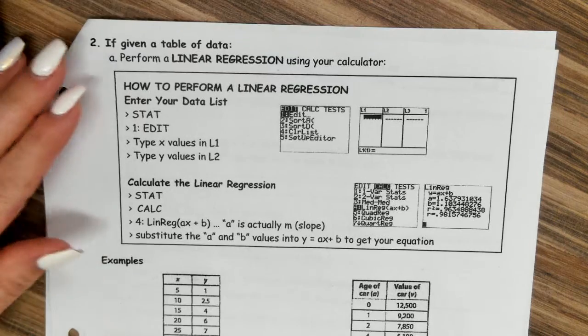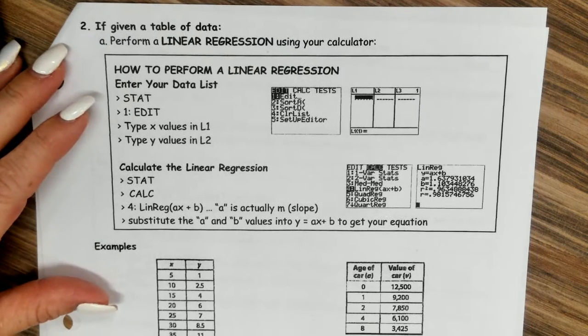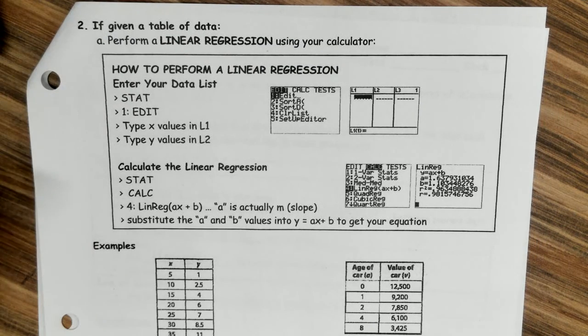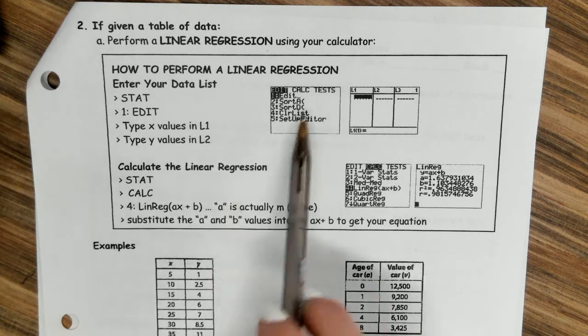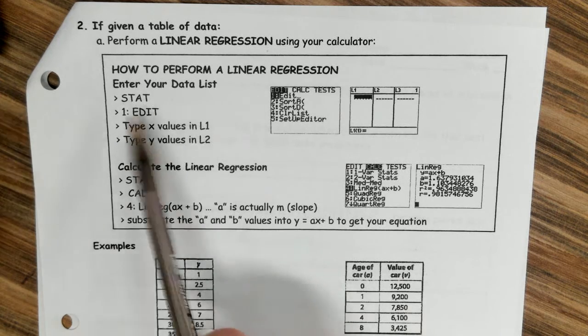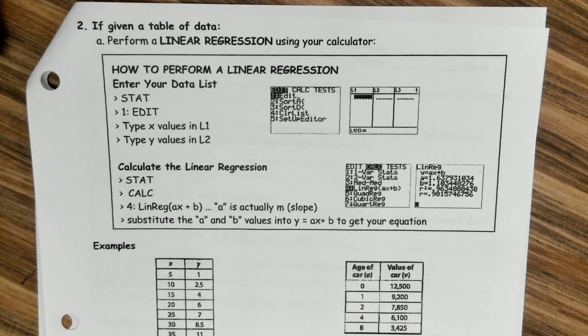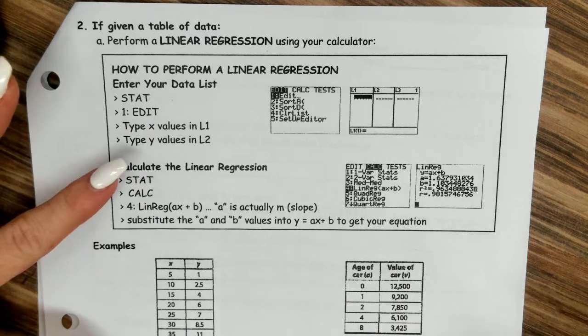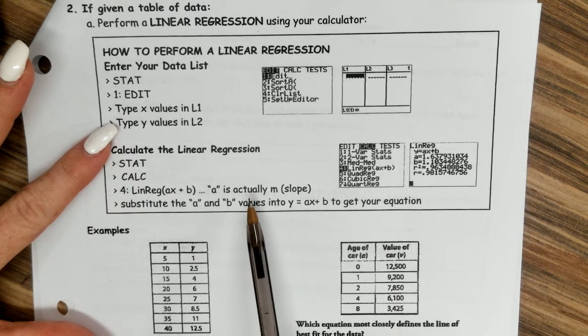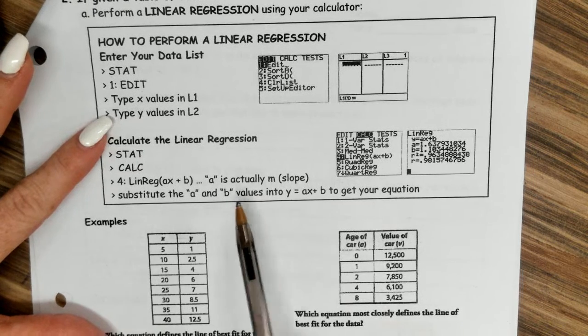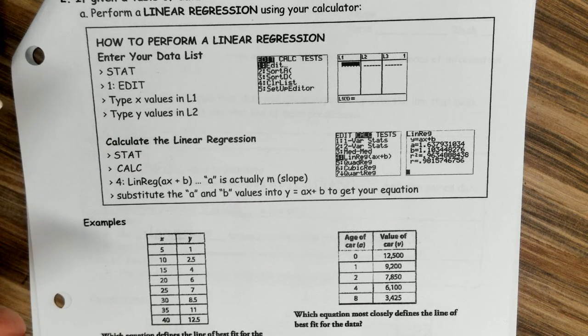Now this part, it says, if given a table of data, you can perform a linear regression using your calculator. So this is what would be new today. So how do you perform a linear regression? You enter your data into stat, and y'all already know how to do that, right? But then you would calculate the linear regression, and there's something that we have to turn on. I sure hope I remember.